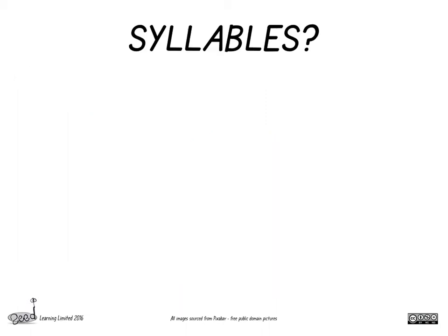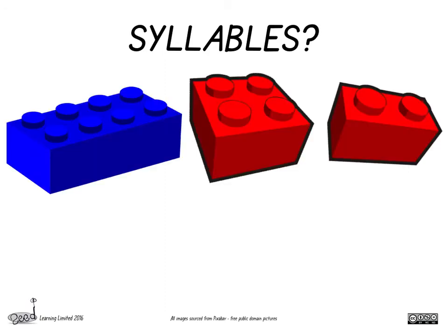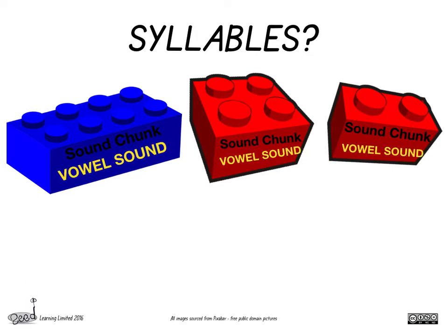Let's start with a clear picture of what syllables are. Think of them as building blocks. Each one is a chunk of sound. The chunks can be put together to make words. All words have at least one syllable or one chunk of sound. They can be different sizes, but don't let that confuse or worry you, because they all have one major thing in common. Each syllable has a vowel sound in it.